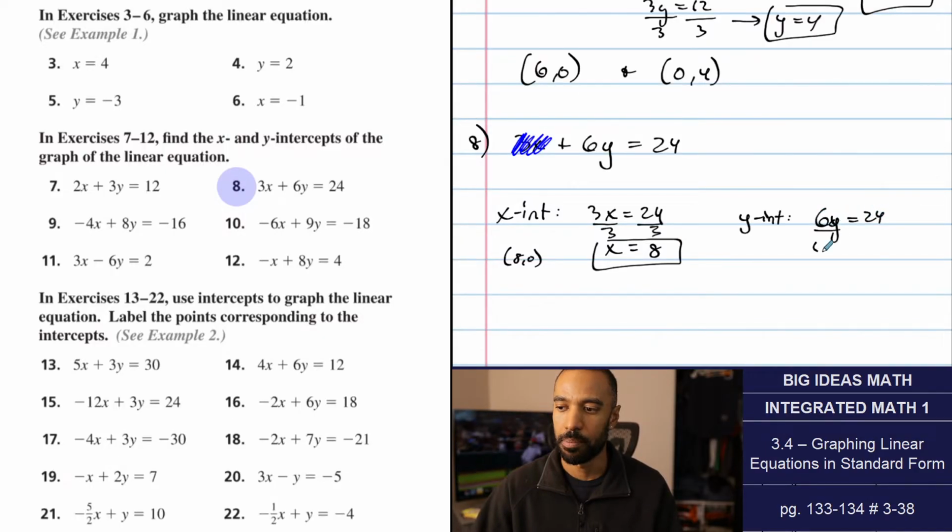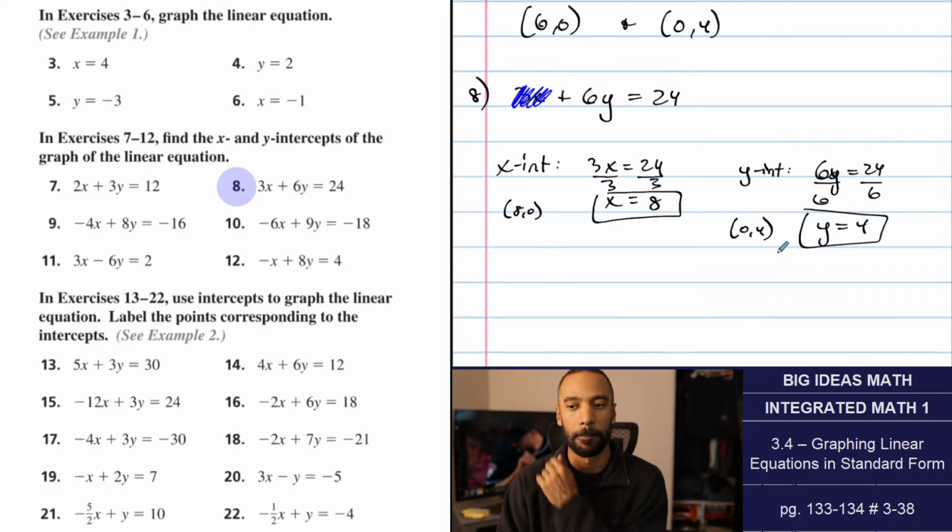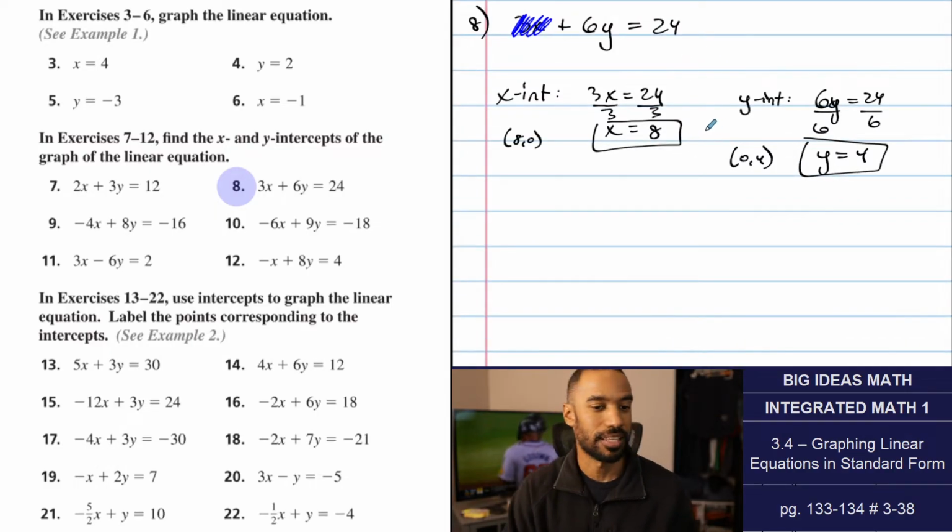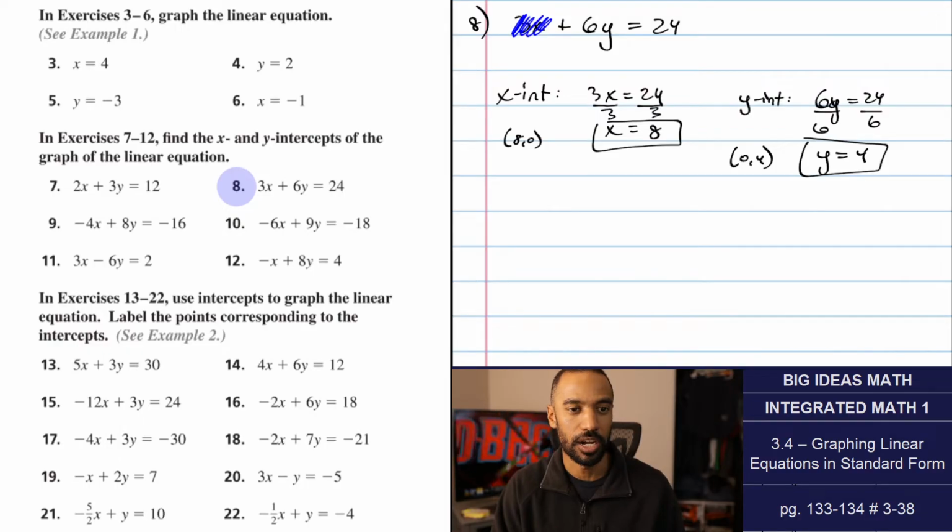That's a y, by the way. You divide both sides by 6, and you get y equals 4. The y-intercept is 4. That means it hits a point that's (0, 4). That's all we're doing, guys. That's it. I mean, we'll graph these later, but that's how you find them.